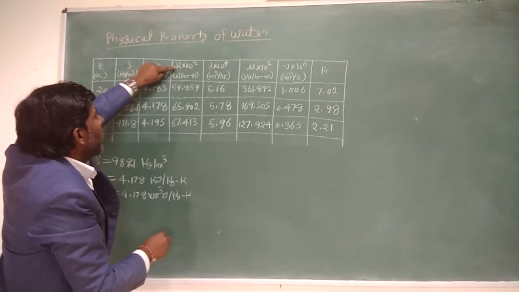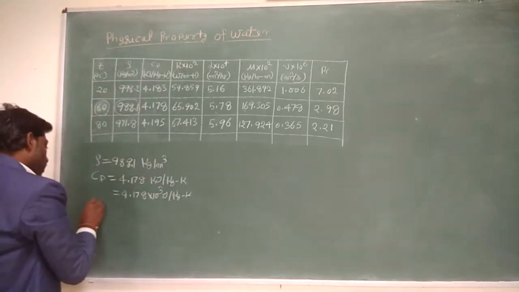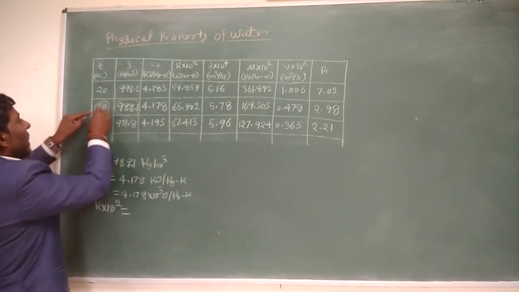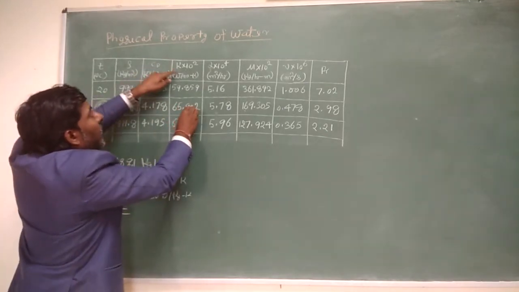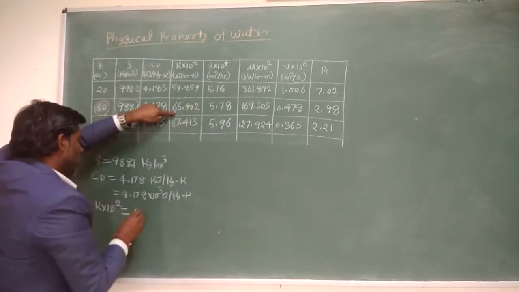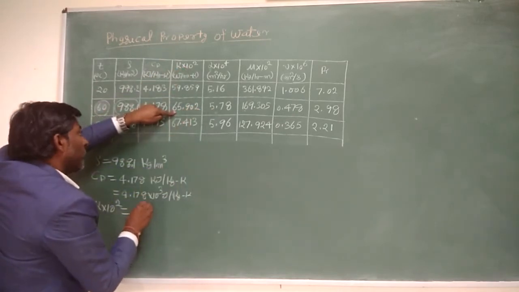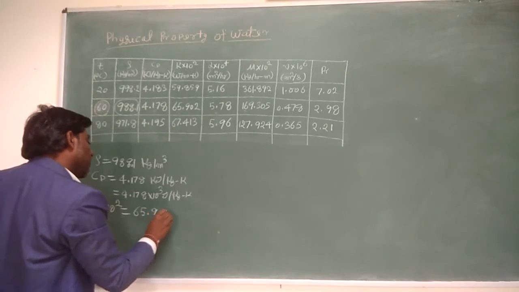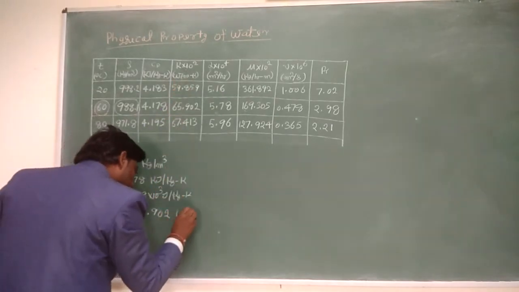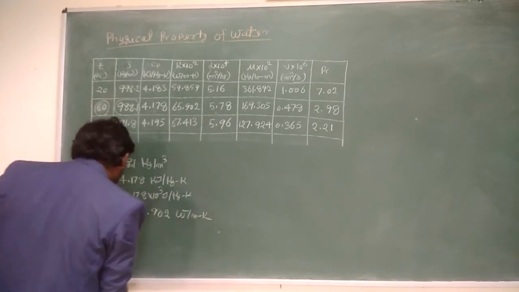So this will be like that. This is K into 10 to the power 2. So you have to write this K into 10 to the power 2 at 60 degrees centigrade. Multiplication of this K into 10 to the power 2 is this much. So this is 65.902, and what is the unit? Watt per meter Kelvin.